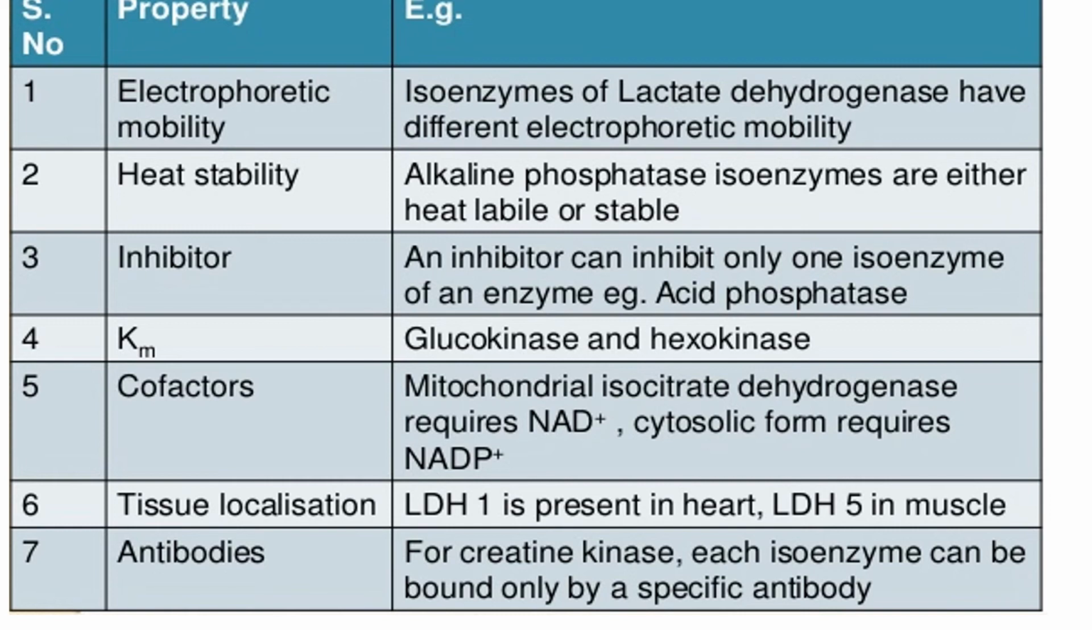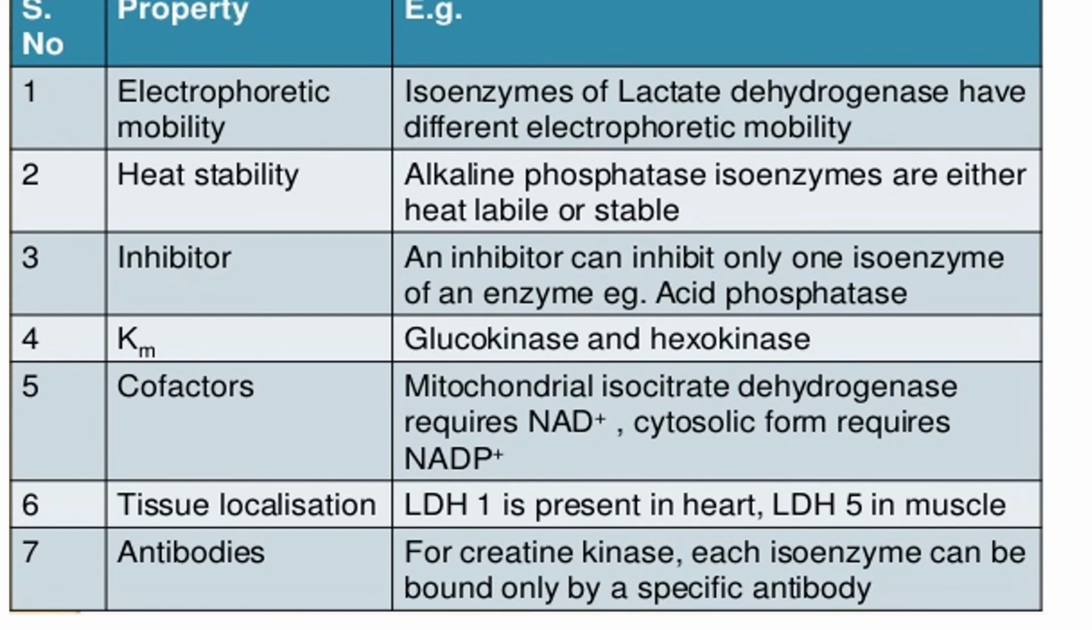Like we have seen, if you recall, there are 5 different isoenzyme forms of lactate dehydrogenase, from lactate dehydrogenase 1 to lactate dehydrogenase 5, and we have seen their movement. On the basis of their movement, they are labeled 1, 2, 3, 4. Then as far as heat stability is concerned, I just discussed that the alkaline phosphatase present in the hepatocytes is of two types. One is heat labile and one is heat stable. So alkaline phosphatase isoenzymes are either heat labile or heat stable.